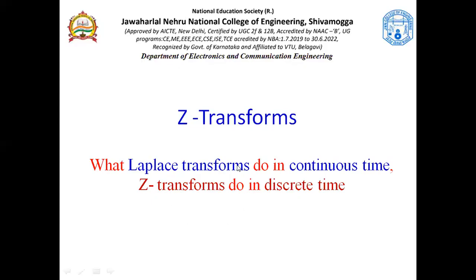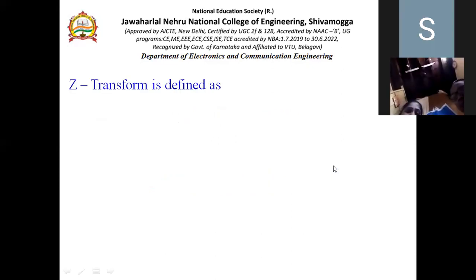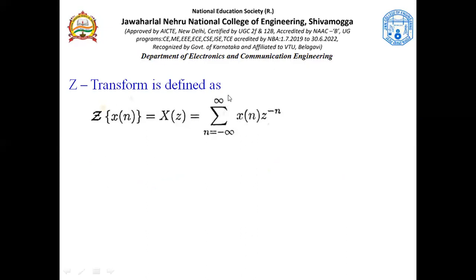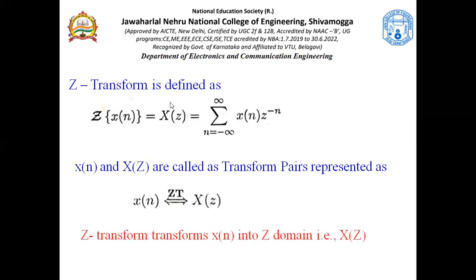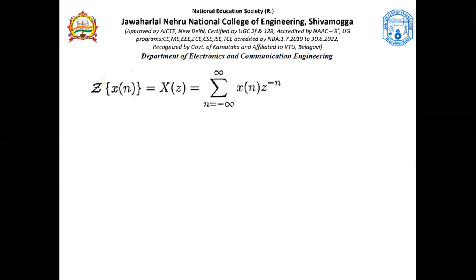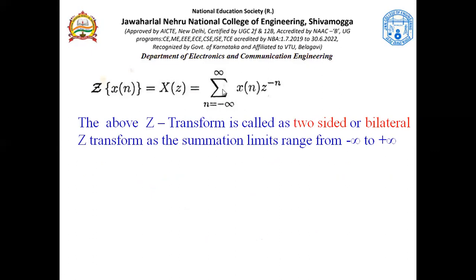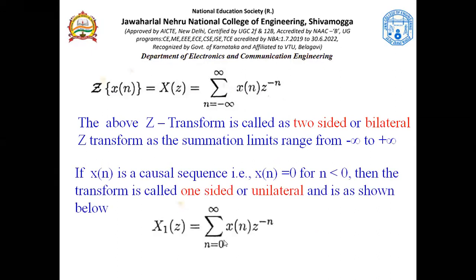The Z transforms are for discrete time, whereas the Laplace transforms are for continuous time. We have seen that. This is defined by this particular equation, and this equation is called a bilateral equation, because we are going from minus infinity to plus infinity, and x of z and x of n are called the Z transform pairs. This is what we had seen yesterday. Since it is from minus infinity to plus infinity, it's a two-sided transform. Similarly, there is another transform which is from 0 to infinity. This is unilateral, or one-sided.